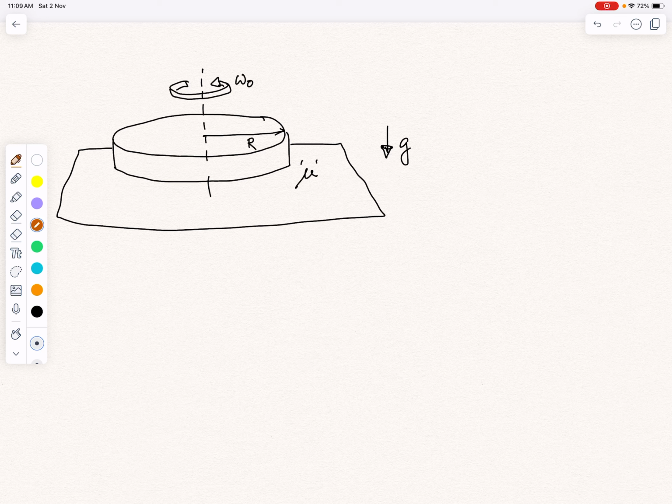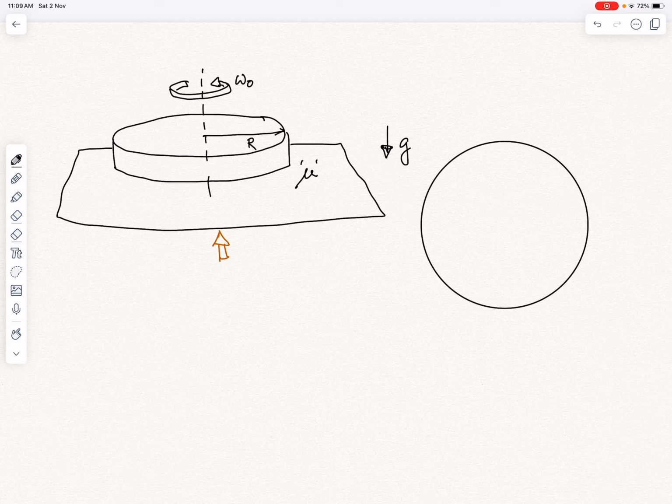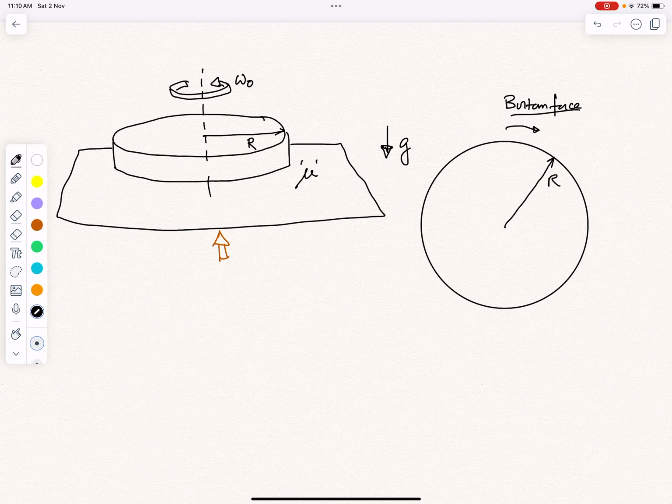Now, in this problem, I will look from bottom actually. From bottom, I will look at the surface. This is the face, or the bottom face of the disk. Bottom face, that means the face lying on ground. So it has got radius r. So it is rotating with this angular speed omega naught in the beginning, and gradually this angular speed will decrease.